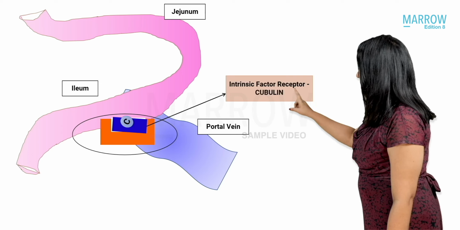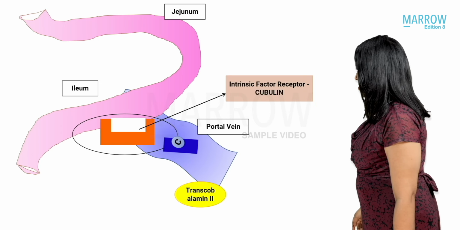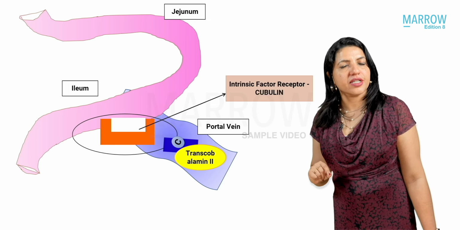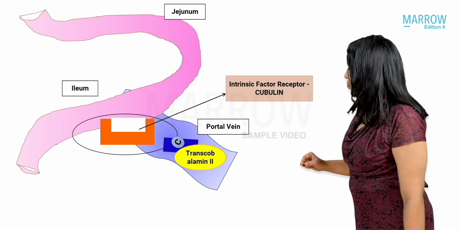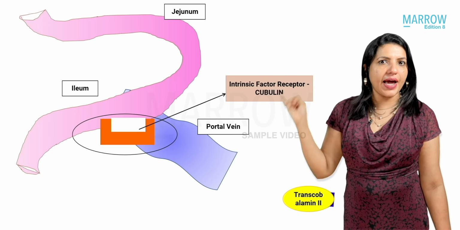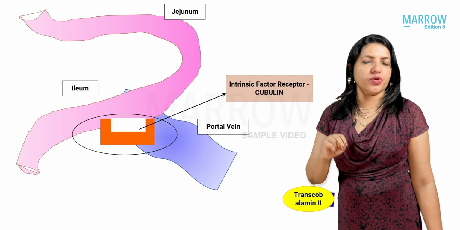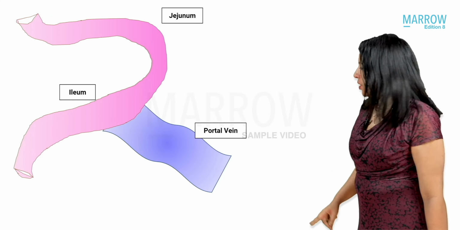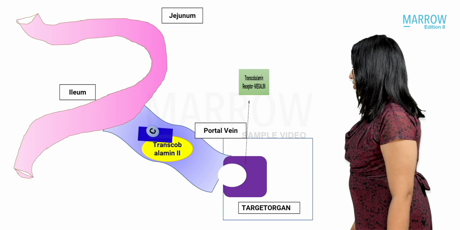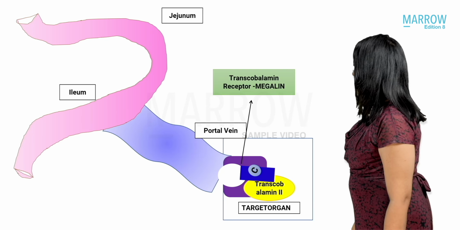That is it. Now this is taken into the portal vein. When it is taken into the portal vein, it again needs a transporter. The transporter is transcobalamin. There are two transcobalamins, 1 and 2, but the major transporter is transcobalamin 2. With the help of this transcobalamin 2, it reaches the target organ.